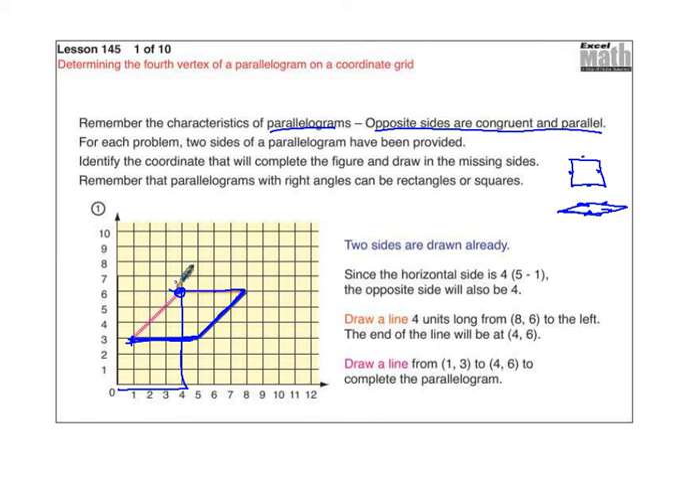Draw a line from 1, 3 to 4, 6. So you start right here at 1, 3, up to 4, 6, and we've completed our parallelogram, given two of the sides. A little geometry for you here.